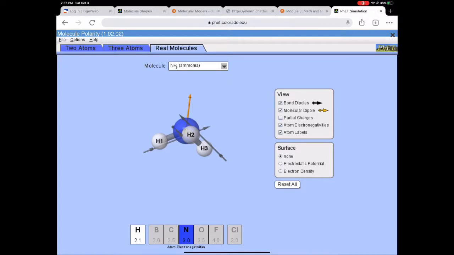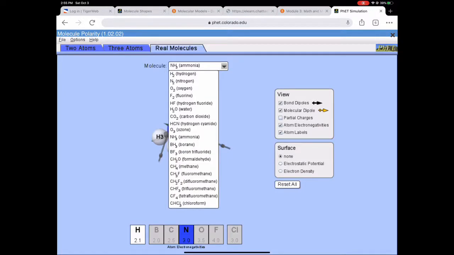So lone pairs will usually mess up nonpolarity, even if you have all the same atoms on the outside. The two exceptions are going to be something that's square planar with the same atoms on the outside, and something that's linear with lone pairs with the same atoms on the outside. You should be able to answer the last question.